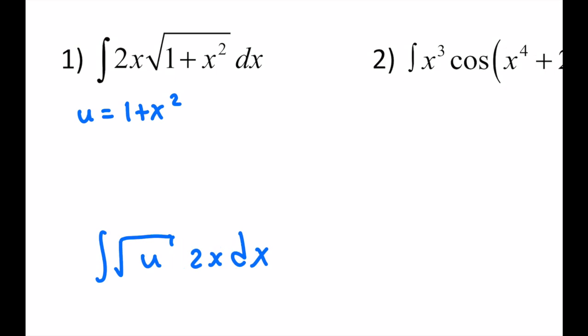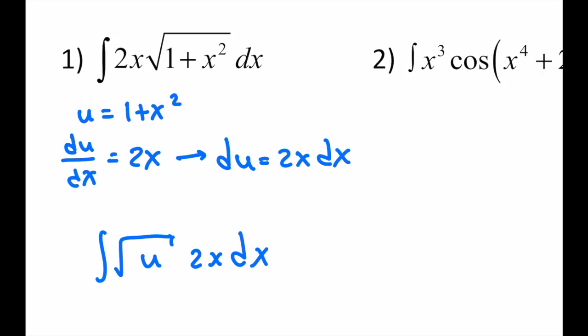We still have u and x, though, in this integral. So we need to replace every instance of x with one common variable. In this case, for us, it's going to be u. I'm going to take my derivative of u. So if I do du/dx, that's going to be equal to 2x. And I'm going to rewrite this using what's known as a differential. It's going to be du is equal to 2x dx.